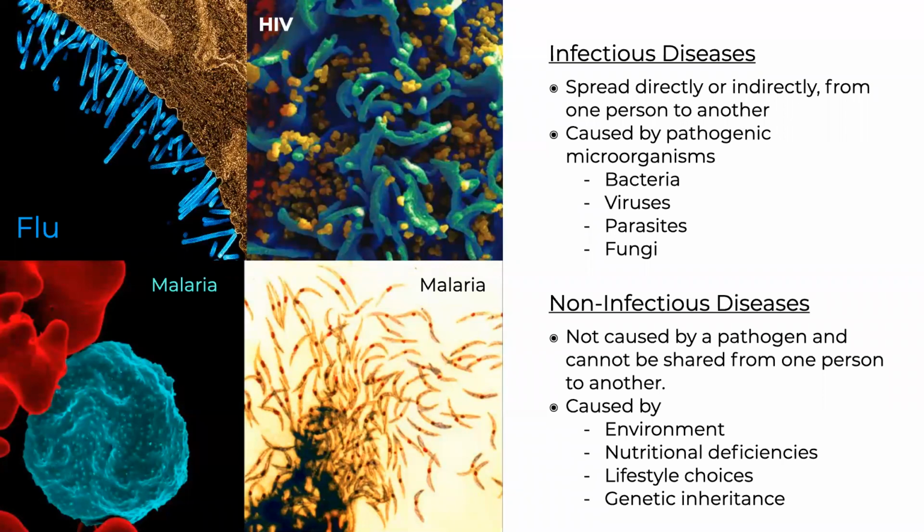Non-infectious diseases, as compared to infectious diseases, are also recognized as chronic and can be caused by such factors as environment, nutrition and lifestyle, as well as genetic inheritance. The World Health Organization recognizes four main types of chronic and non-infectious diseases, and those include cancer, cardiovascular diseases, chronic respiratory diseases like asthma or chronic obstructive pulmonary disease, and diabetes.